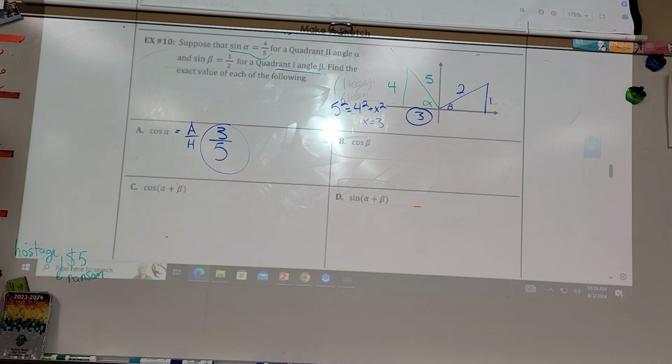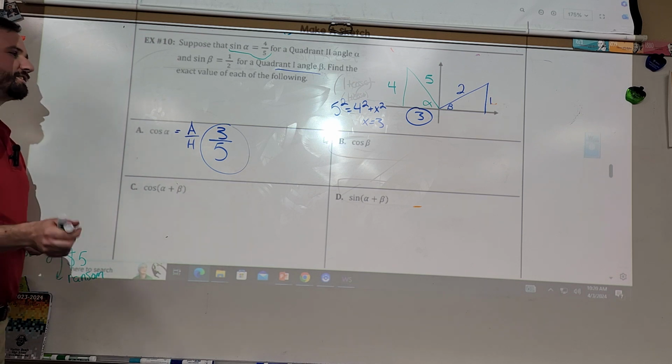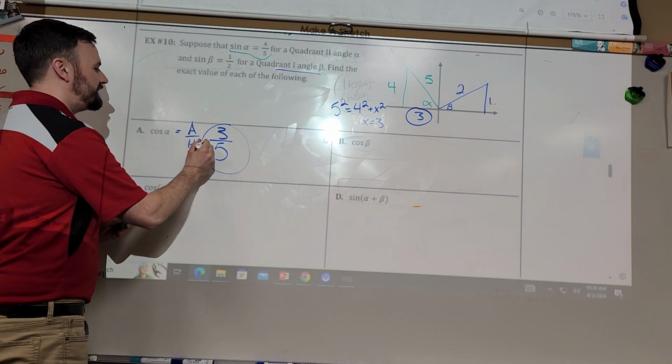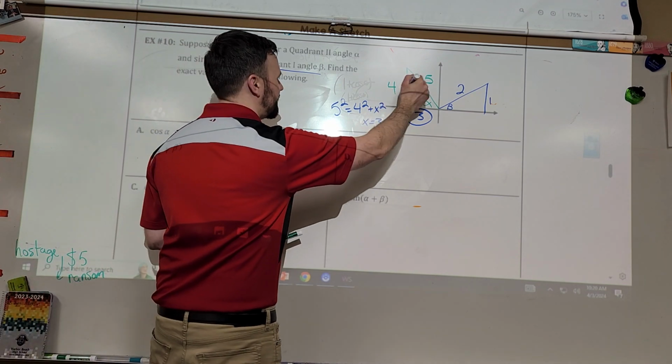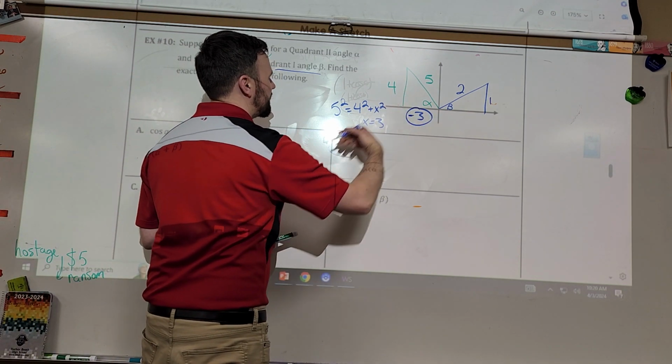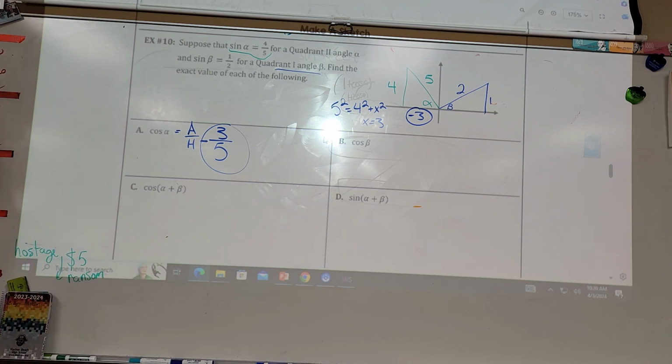Wait, is that right? Why is it negative? Which quadrant are we in? Yeah, I went left, right? So I could make that -3. Just know that in quadrant 2, cosine is negative. Sine is positive.